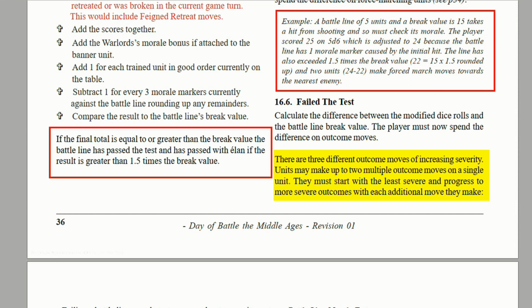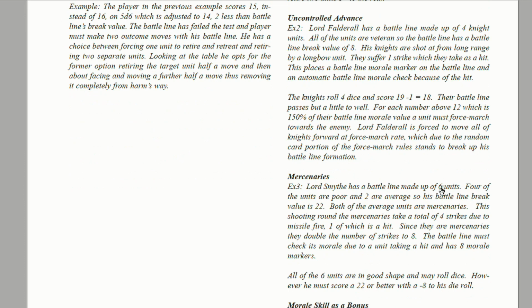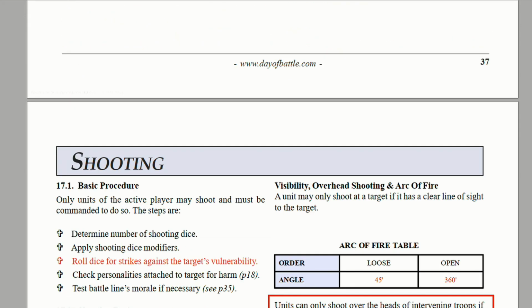There are 3 different outcome moves of increasing severity. Units may make up to 2 multiple outcome moves on a single unit. So you can make 2 on a single unit. They must start with the least severe and progress to the more severe outcomes with each additional move they make. And here are examples of battle line morale tests. I hope I'm explaining well. It's a very innovative rule.